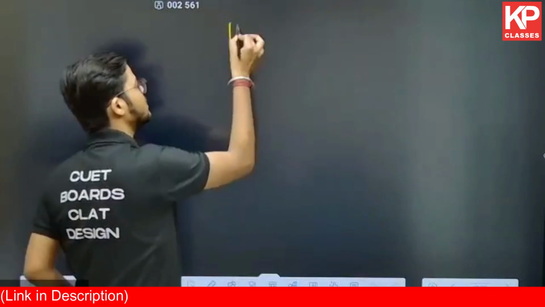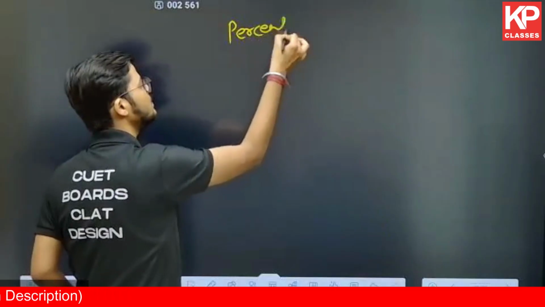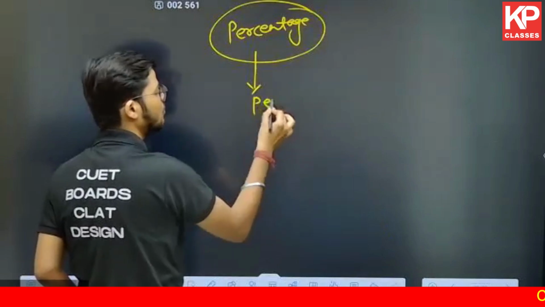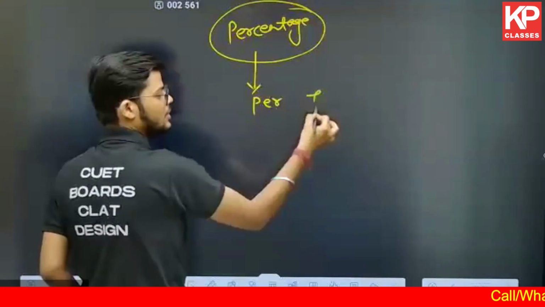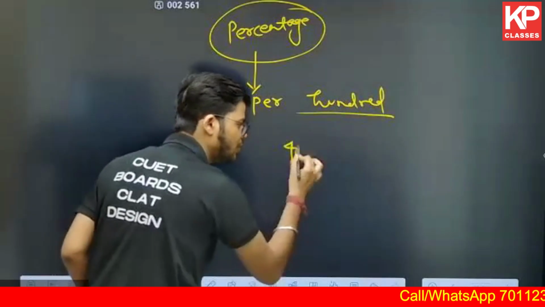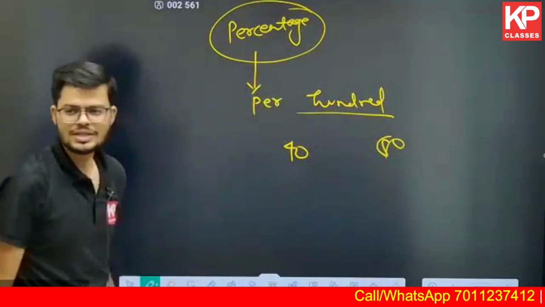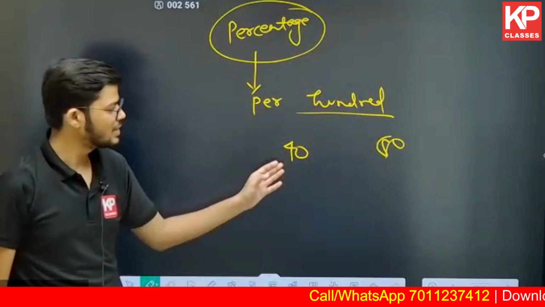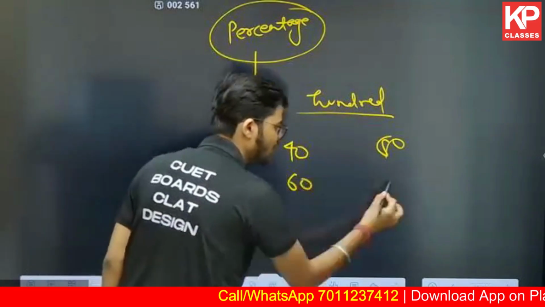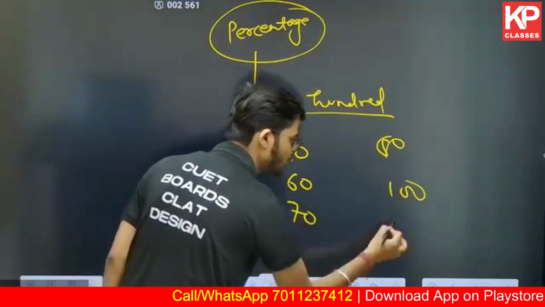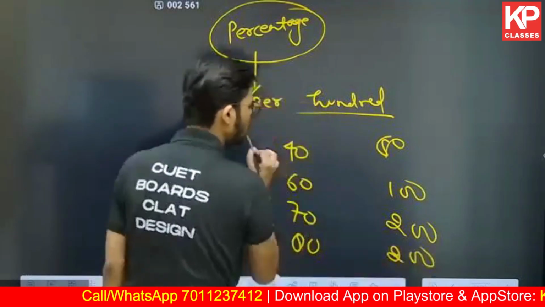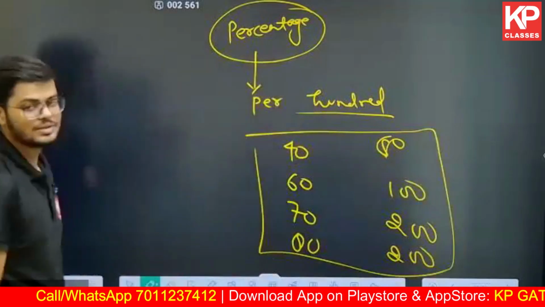Now, when I'm saying percentage, what do we understand by percentage? Percentage is nothing but per 100. Calculation, percentage means per 100. So no matter what you have got, suppose you have got 40 out of 50. What is your percentage? Now, what is the use of percentage? Now, there is a student who got 40 out of 50. There is a student who got 60 out of 100. There is a student who got 70 out of 200. Now, there is a student who got 80 out of 200. Now, who is the topper in the class?